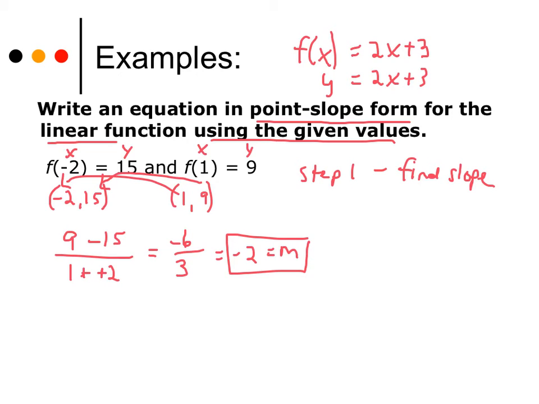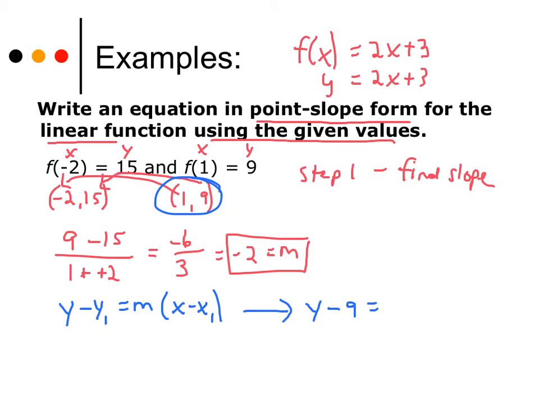Then I pick one of the points, it doesn't matter which one, and I'm going to substitute into my formula. My formula is y minus y1 equals m times x minus x1. So let's substitute. This time I'm going to substitute the second point, but it doesn't matter. So y minus 9 equals, my slope is negative 2 there, and then x minus 1. And that would be the answer that we're looking for.